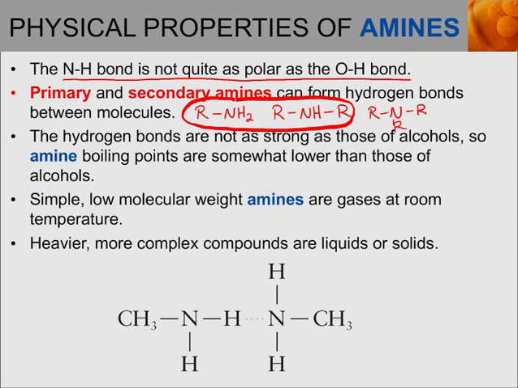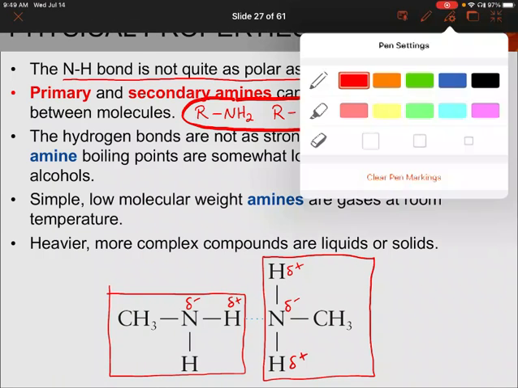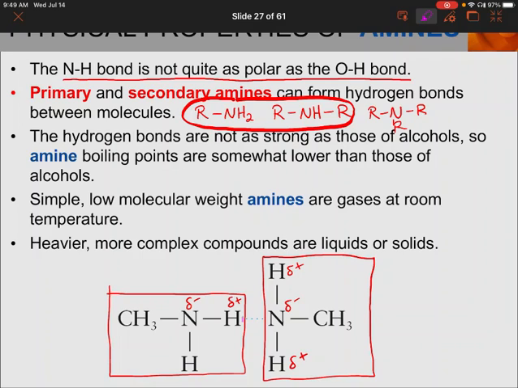So looking down below, we've got an example of two amines. They're the same. And you can see that the hydrogen on one amine is attracted to the nitrogen on the other amine. So we can create a hydrogen bond between the two molecules.